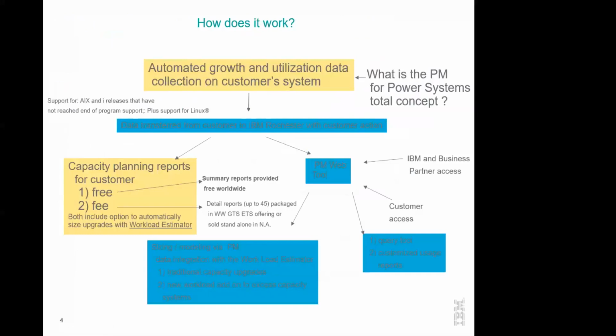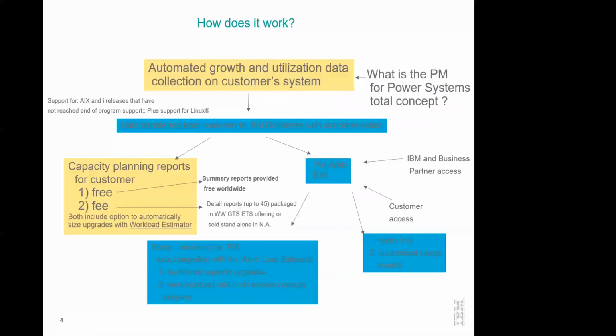Now, how does it work? That is automatic growth and utilization data collection on customer systems. It supports, as I mentioned, AIX and IBM i releases that have not reached the end of program support. Data transfer from customer to IBM requires customer action, which means you accept some disclaimer, click on it, and the data will start flowing to IBM.